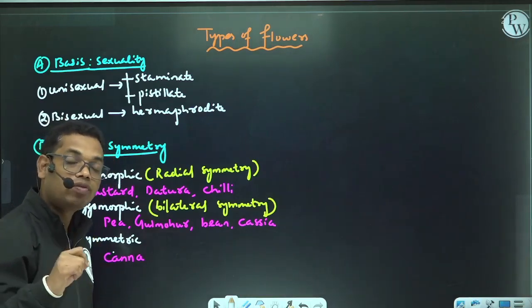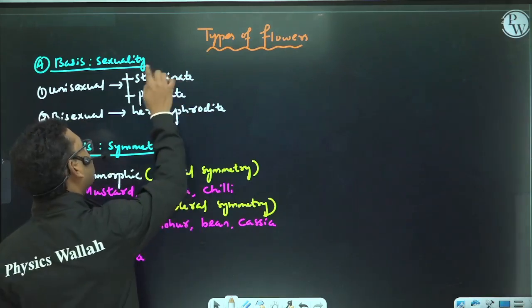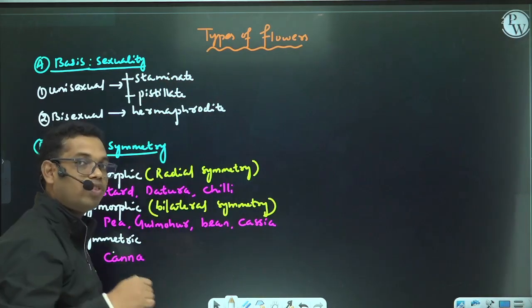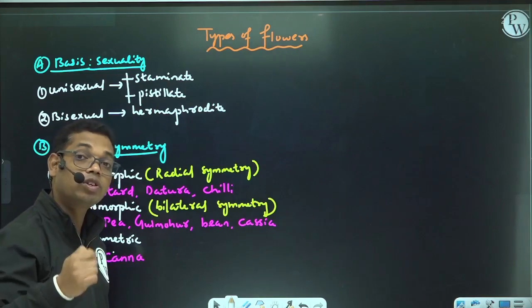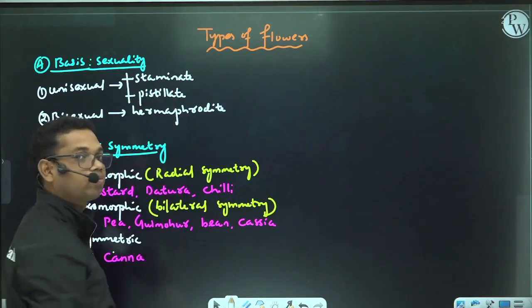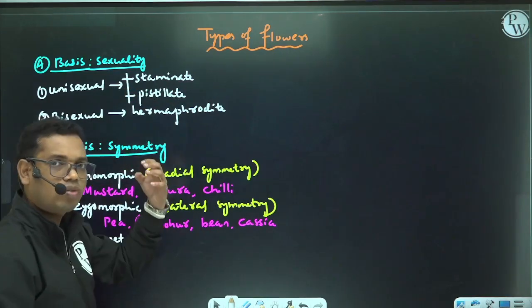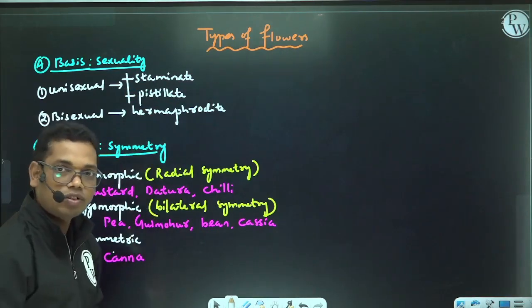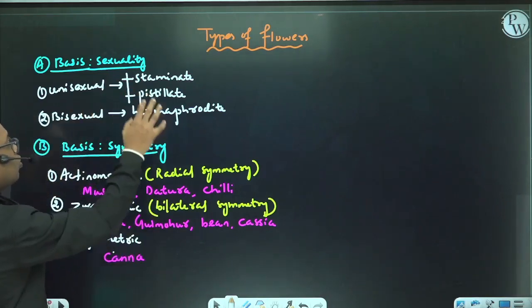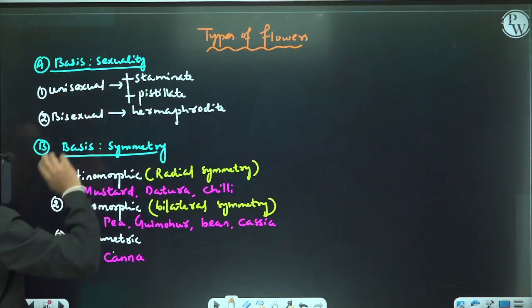In case of male flower, only stamens will be present, carpels will not be there. So male flowers are also called staminate flowers. In case of female flowers, stamen will not be there, only pistil, that is carpel, will be there, and such flowers are called pistillate flowers. So unisexual flowers are of two types, staminate and pistillate, whereas bisexual flower is called hermaphrodite flower. On the basis of the nature of these sex organs, we can classify flowers as unisexual or bisexual.